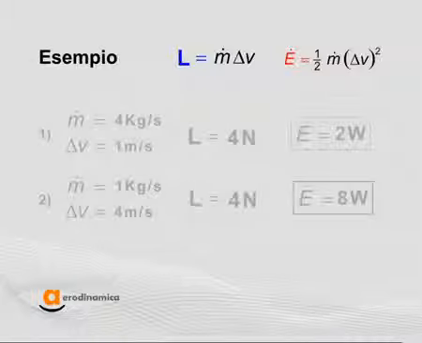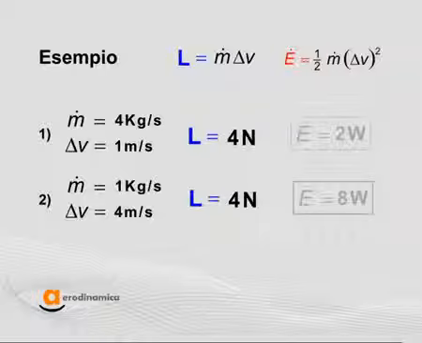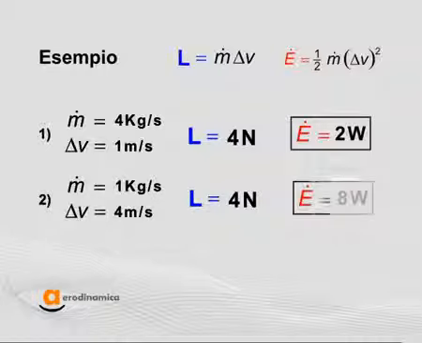Let's show it with an example. Suppose we want to obtain a lift force equal to 4 Newton. We can obtain it in two ways. For example, with a mass flow equal to 4 kilograms per second and a variation of vertical speed of 1 meter per second. Or with a mass flow equal to 1 kilogram per second and a variation of vertical speed of 4 meters per second. In the first case, the power needed will be only 2 watts, while in the second case we have to spend 8 watts to obtain the same lift.